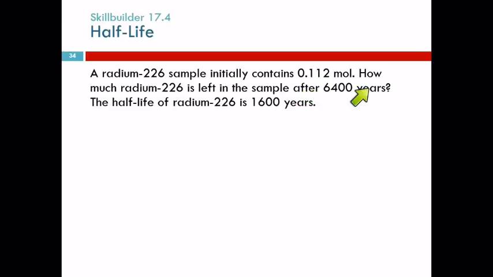So here's our time, 6,400 years. What we need to know is, how many half-lives is that? Well, what if we take 6,400 and divide it by 1,600? That'll tell us how many half-lives. So 6,400 divided by 1,600, and that's 4. So 4 half-lives, which means it's going to get cut in half 4 times.